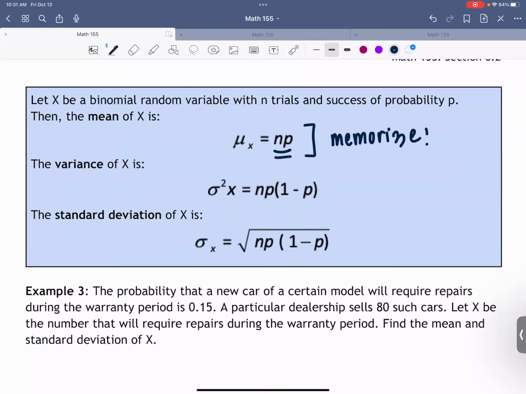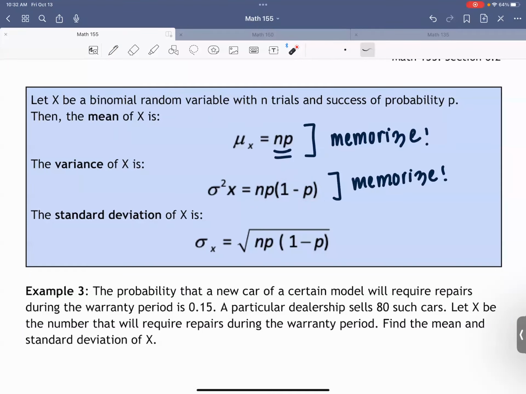If I ever ask you the variance, you also have to know this formula. Even though it looks more complicated, it really isn't. It's n times p times 1 minus p. What did we say 1 minus p was the probability of? Timothy? It not happening, right? So p is the probability of success, and 1 minus p is the probability of the opposite of success, which is failing. So it's really not that hard to memorize. It's the number of things times the probability of succeeding times 1 minus that probability, which is the opposite.